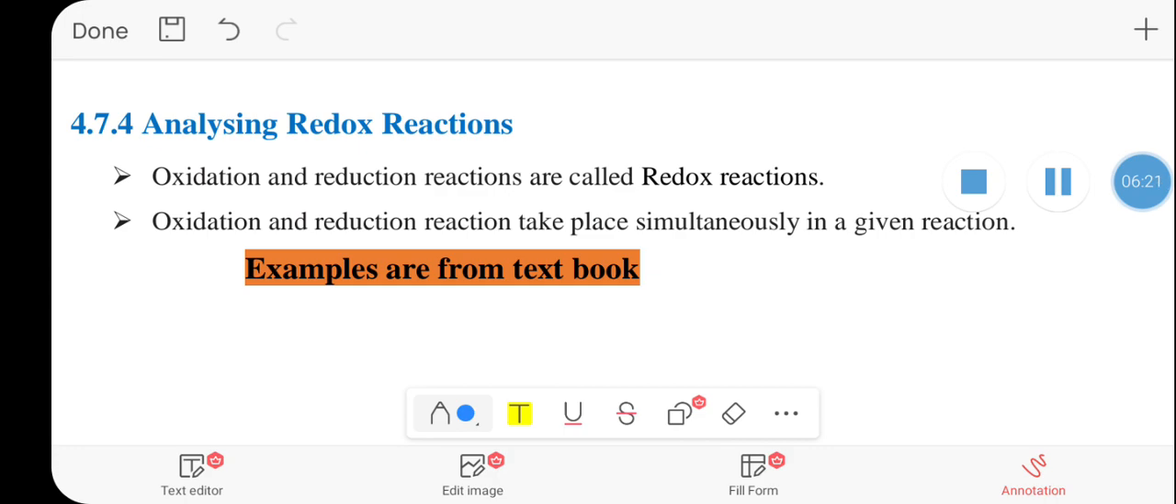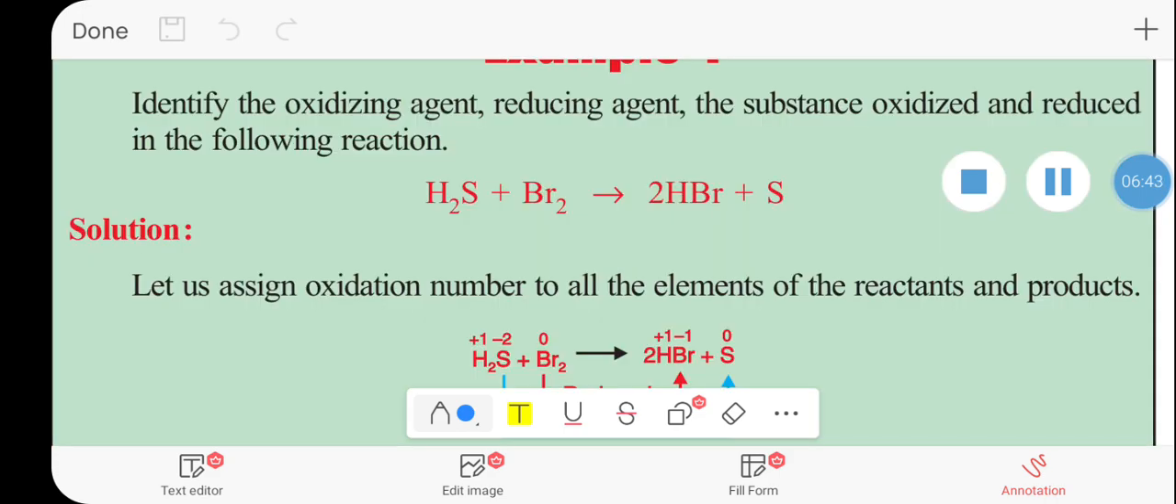Analyzing redox reactions. Oxidation and reduction reactions are called redox reactions in short. Oxidation and reduction reaction takes place simultaneously in a given reaction. If there is no oxidation, there is no reduction, and vice versa. Let us see examples. Identify the oxidizing agent and reducing agent, the substance that oxidized and the substance that reduced in the following reaction.